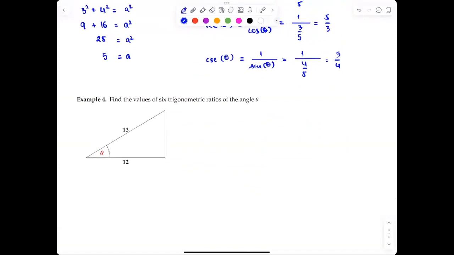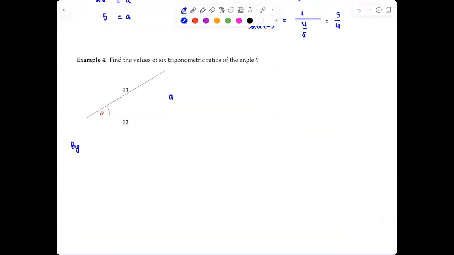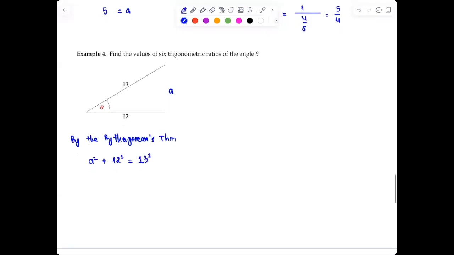So this is not a special angle either. So the sides are a little bit weird here. One side you have 12, the hypotenuse you have 13. You need to calculate the remaining side. Again, we're going to use the Pythagorean theorem. So here is A. By the Pythagorean theorem, we have that A squared plus 12 squared equal to 13 squared.